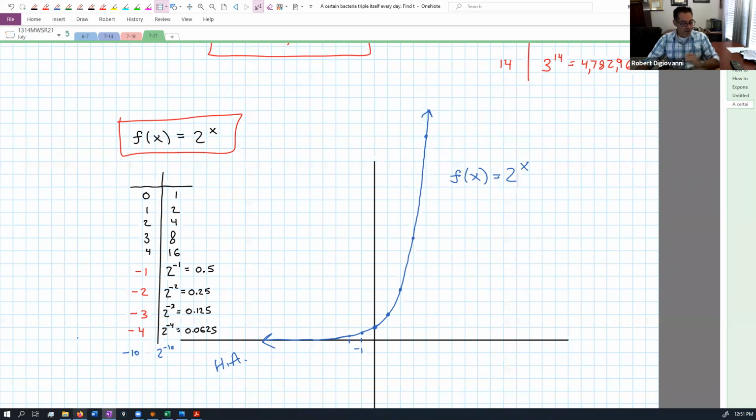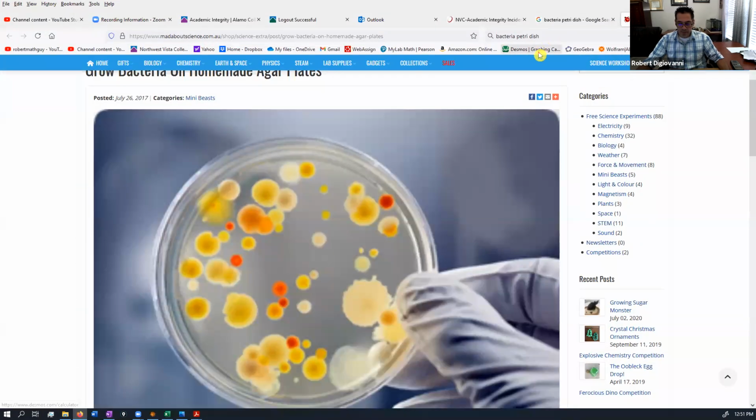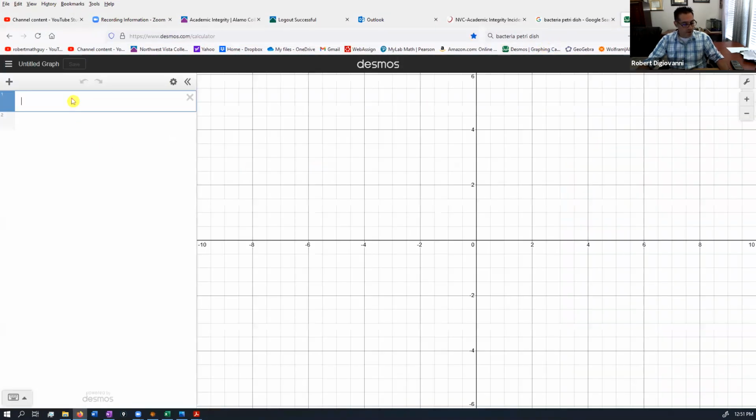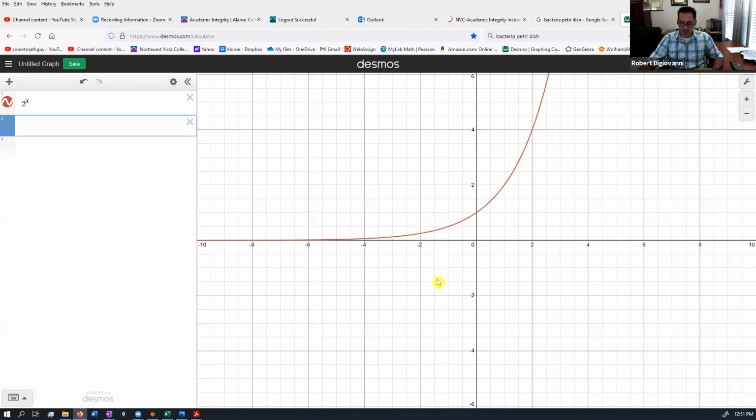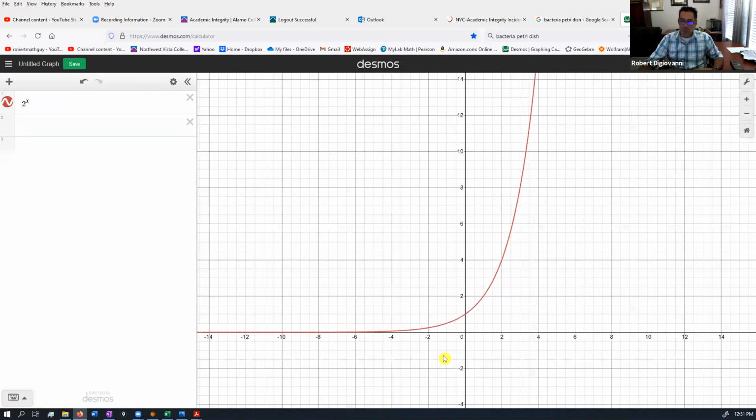What I'd like for you to see now, I'm going to go to my graphing software and have the computer graph 2 to the x. There it is. So it's not a parabola, right? It's not a line. It's not a polynomial. Remember, polynomials do this nice up and down, and it's not a rational function.